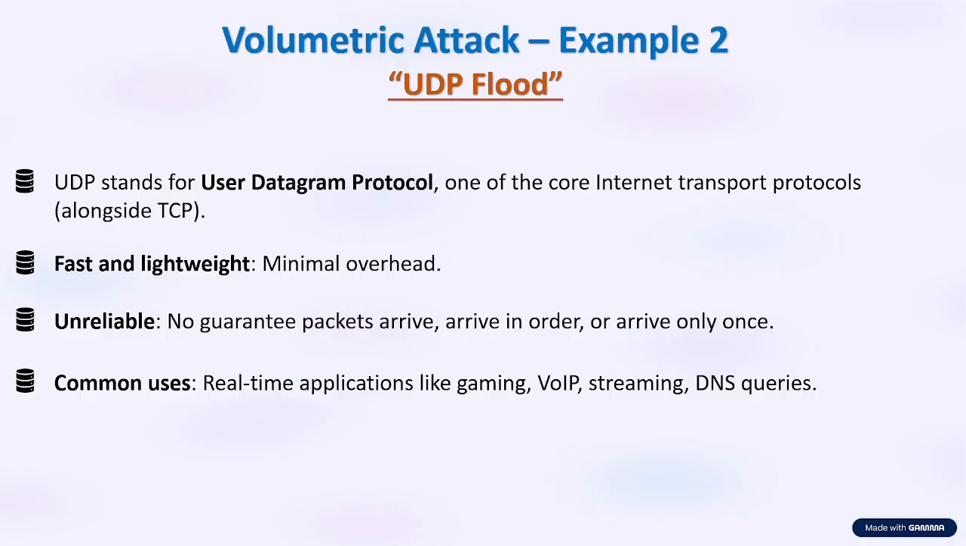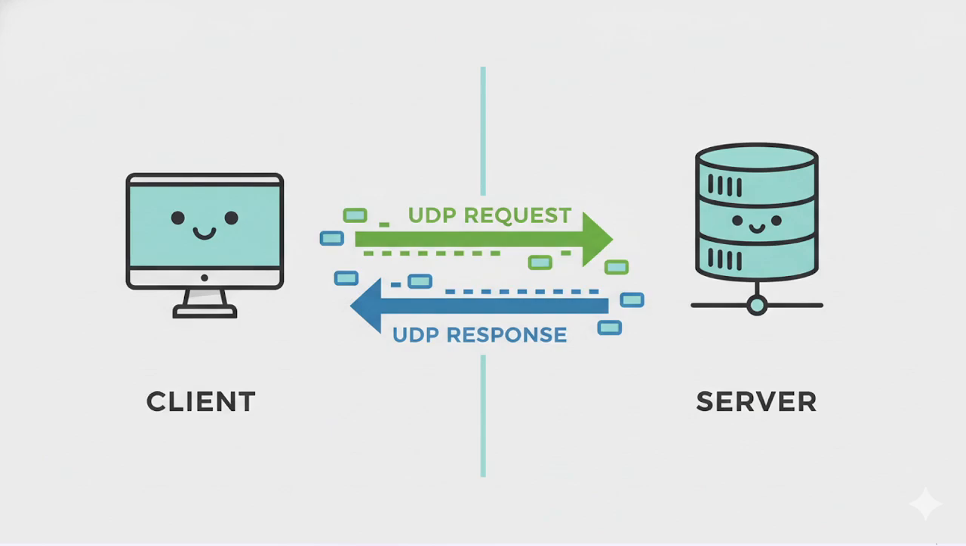Now let's understand UDP flood with the help of images. This image illustrates a typical UDP communication between a client and a server. This is the normal flow. It's a simple connectionless exchange. The client sends a UDP request to the server. The server, upon receiving it, processes the request and sends back a UDP response. Notice there is no handshake or session establishment, making it very efficient for quick interactions.